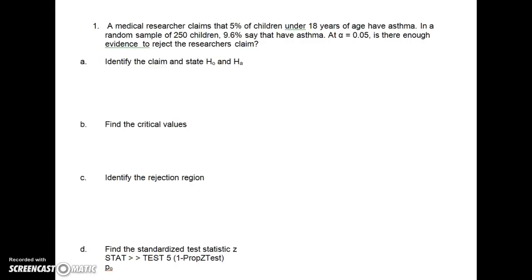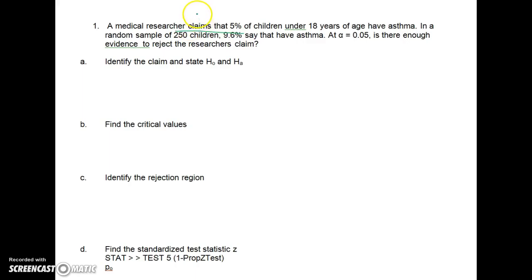Here's our first example that we're going to work through. A medical researcher claims that 5% of children under the age of 18 have asthma. In a random sample of 250 children, 9.6% say that they have asthma. At an alpha equals 0.05, so at a level of significance of 0.05 or 5%, is there enough evidence to reject the researcher's claim? First thing I like to do is underline important things. So this is my claim here, and he's claiming that 5% of children have it.